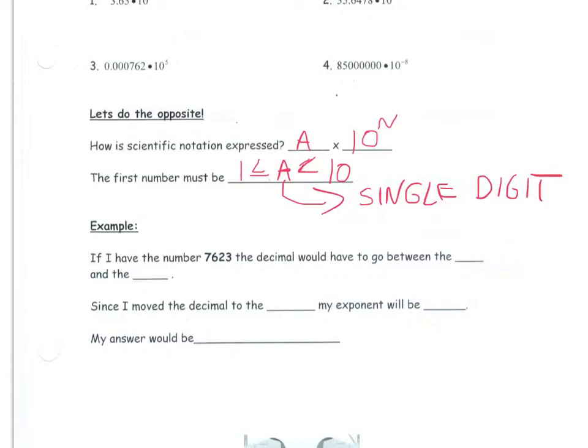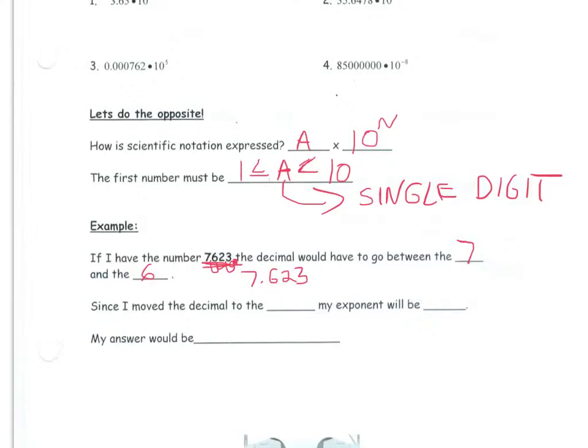If we have this number, 7,623, the decimal is at the end, right here. I want to move the decimal so that a is a single digit. I would have to move it between the 7 and the 6. So I move it to the left 1, 2, 3 places, so it becomes 7.623. I don't want it to be 76.23 because that's a double digit. So I move it 3 places to the left.